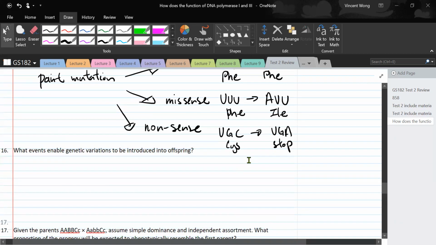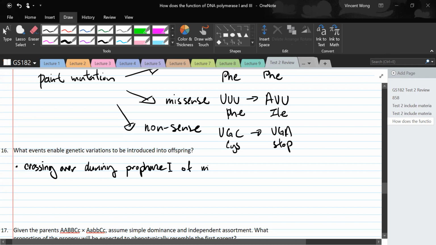What events enable genetic variations to be introduced in the offspring? A couple of things. Crossing over during prophase 1 of meiosis. That's an exchange of genetic information between the homologous chromosomes. There is also independent assortment.